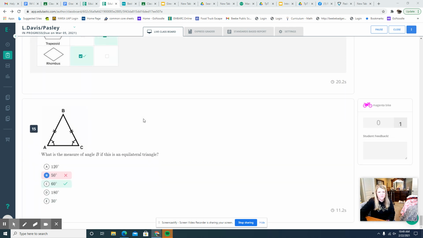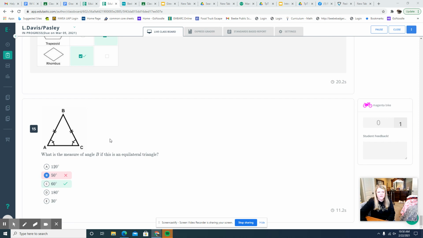Then here, what is the measure of angle B if this is an equilateral triangle? So to be an equilateral triangle, that means that all the sides have to be the same length and the angles are the same measure. And if you'll remember from the video on Friday, we said triangles have 180 degrees. So that means we could do 180 divided by 3, since we know these all have to be the same. And that's going to give us 60, because 60 times 3 is 180. So each of these is going to measure 60 degrees.